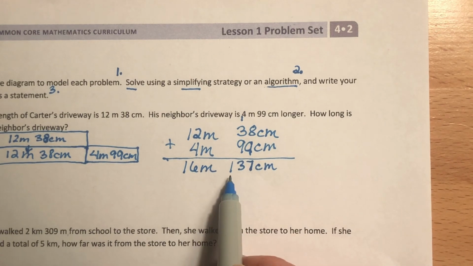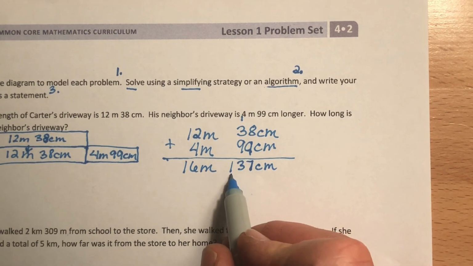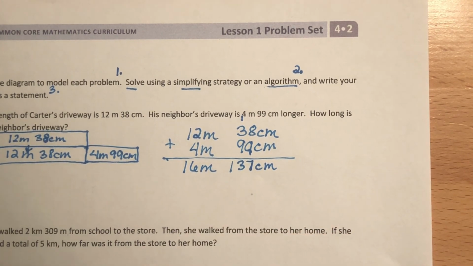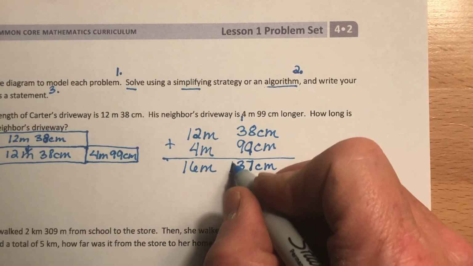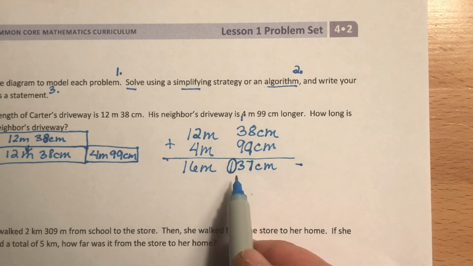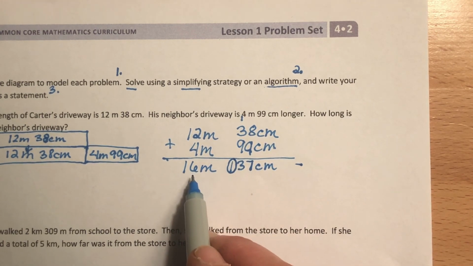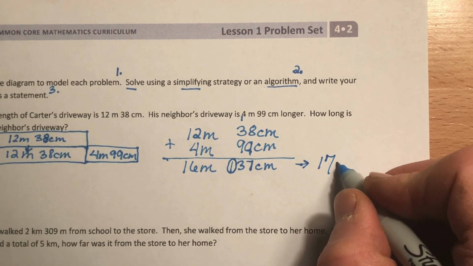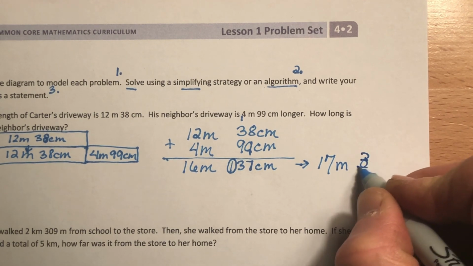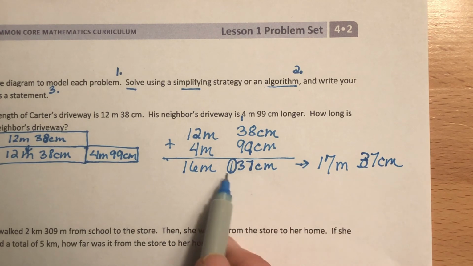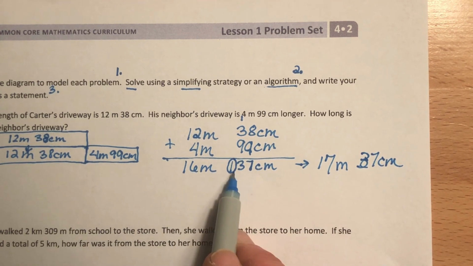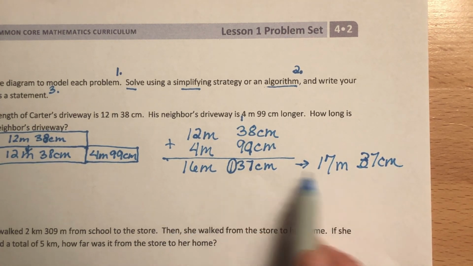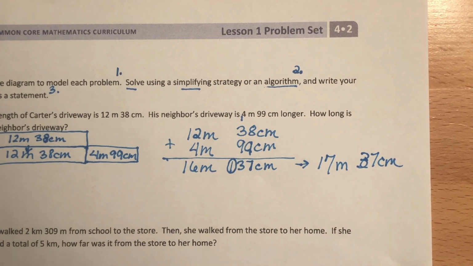Now, what do you notice with this 137 centimeters? What I notice is that there's at least 100 centimeters, which means I can make another meter out of it, okay? So I'm going to convert this. I'm gonna take this 100 centimeters and make it another meter. So I'm gonna turn this into 17 meters and 37 centimeters. So you see how I did that? I took my 137 centimeters, took 100 off of this one because 100 centimeters makes 1 meter, made that 17 meters and 37 centimeters, just like that.